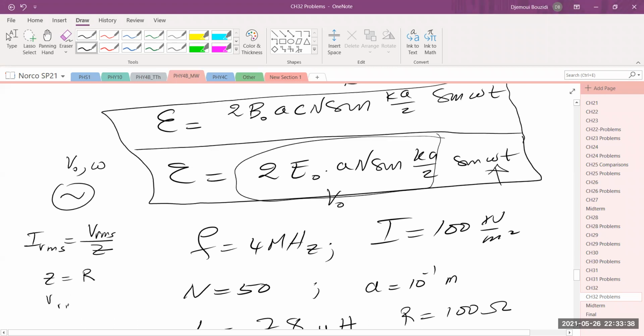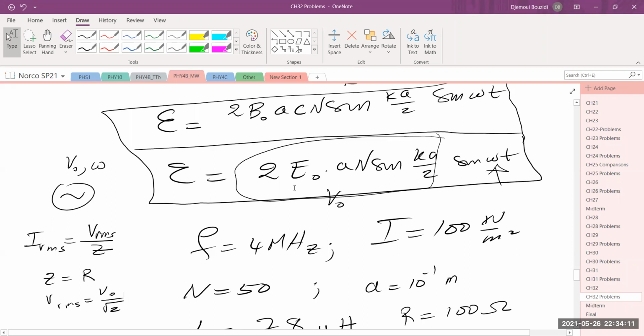And VRMS is the same as V naught divided by square root of 2. And V naught is the entire expression in there, the coefficient of whatever the trig function is. If it happened to be a sine, so be it. If it was a cosine, so be it. It doesn't matter. The coefficient in absolute value, we really don't care, also because this is the maximum voltage. Okay, it's 2 E naught.